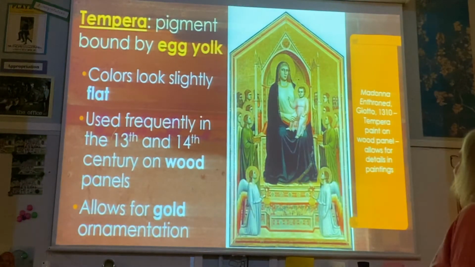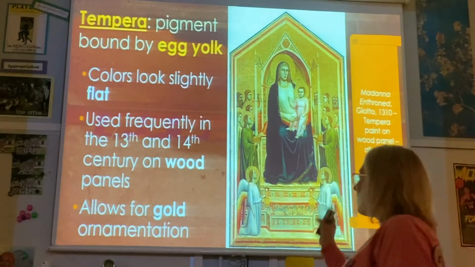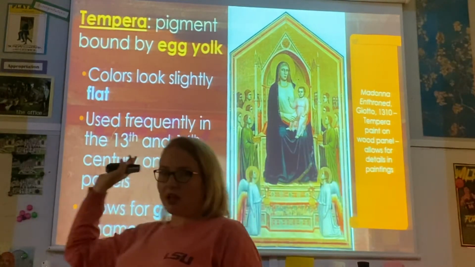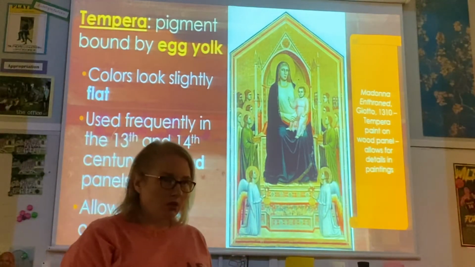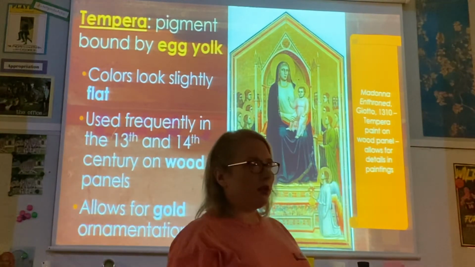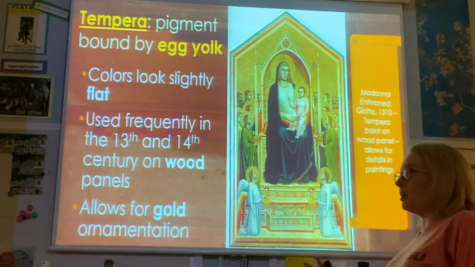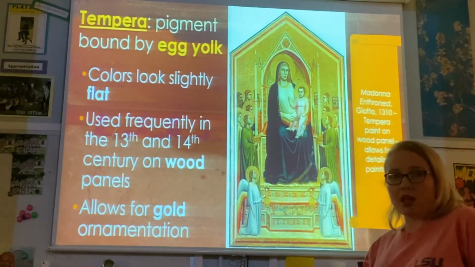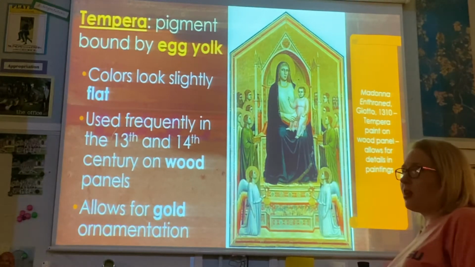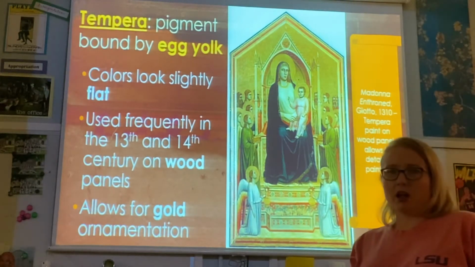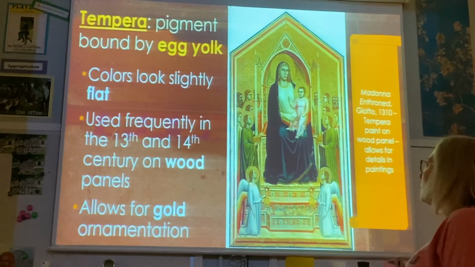So first, let's talk about tempera. Tempera is a pigment bound by egg yolk. Way back in the 13th, 14th century, did they have Hobby Lobby and Michaels? No. If you were a painter, you were also a chemist because you were trying to mix up anything and everything you could find to make paint. They tried blood, they tried urine, they tried all kinds of things to make paint.